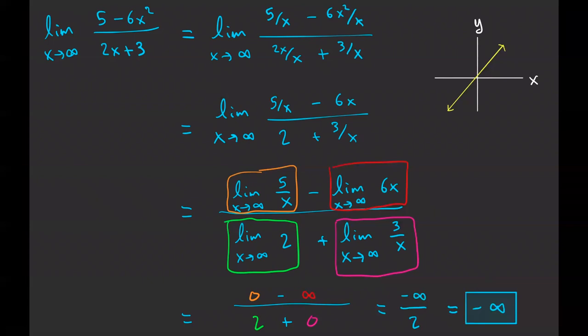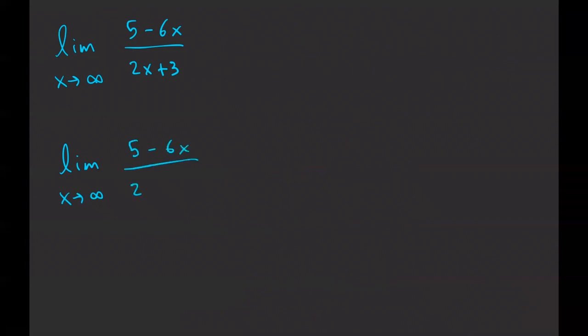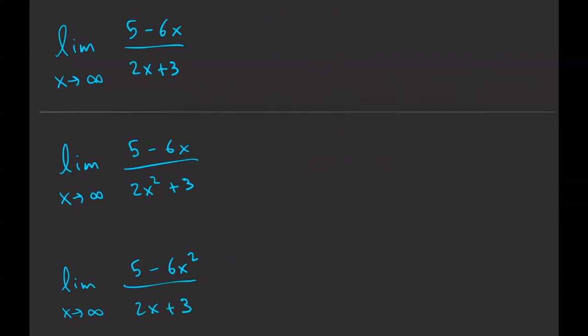What you might have noticed, these 3 limits that I just gave us for these examples. They were 5 minus 6x over 2x plus 3. There was a limit as x approaches infinity of 5 minus 6x over 2x squared plus 3. And there was a limit of 5 minus 6x squared over 2x plus 3. And what I've done here with these examples is I've actually just changed the degree of the function.